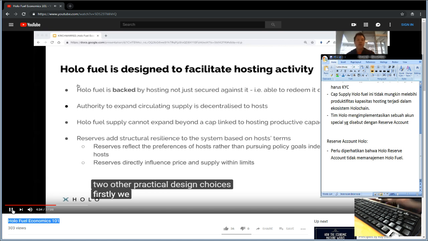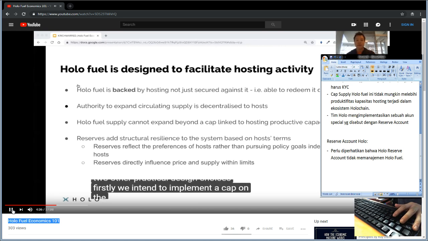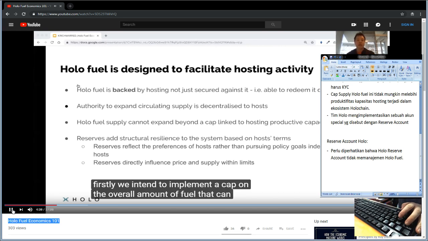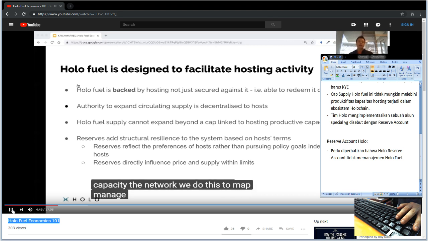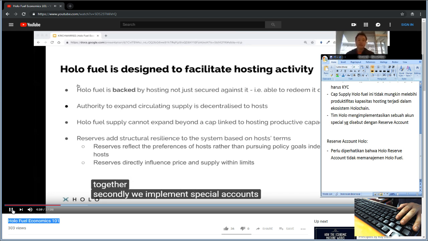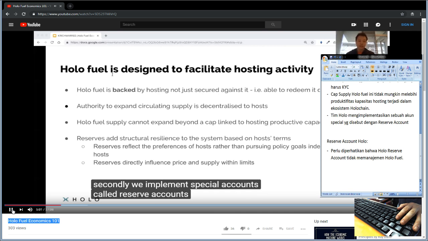Firstly, we intend to implement a cap on the overall amount of fuel that can be created, proportional to the hosting capacity of the network. We do this to manage the overall risk exposure of the system and to ensure that the value of each individual unit of Holo Fuel cannot be inflated away by hosts working together. Secondly, we implement special accounts called reserve accounts.